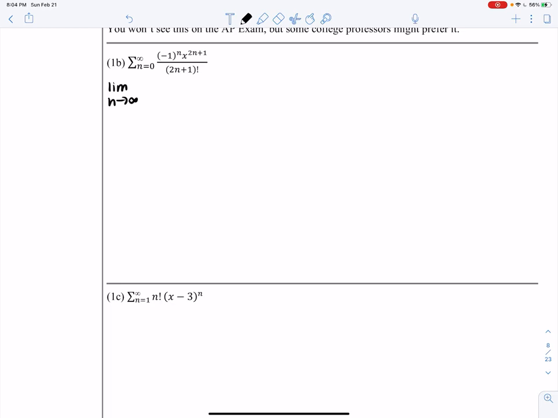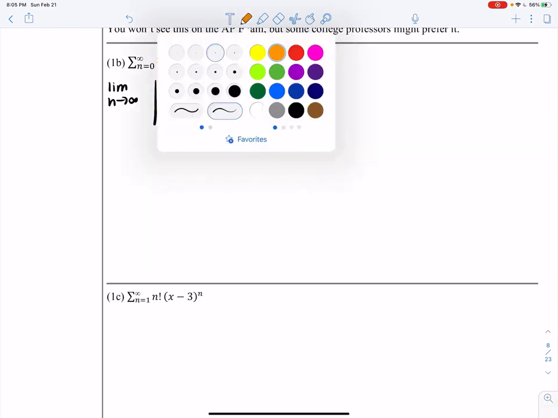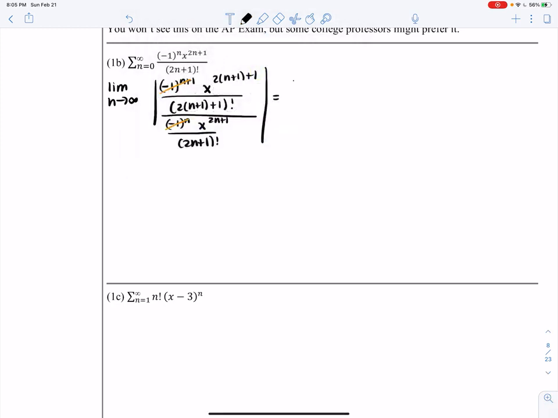So we're going to go add a power, negative 1 to the n plus 1, x to the 2 parentheses n plus 1, over 2 parentheses n plus 1 factorial, divided by negative 1 to the n, x to the 2n plus 1 over 2n plus 1 factorial. Honestly, that's the worst part. Because this is an absolute value, I don't really care about those alternating pieces at all.